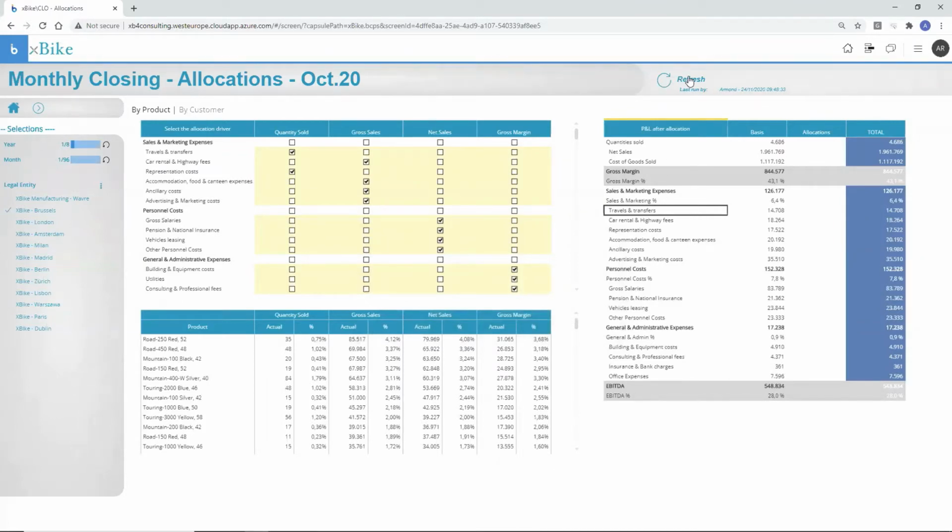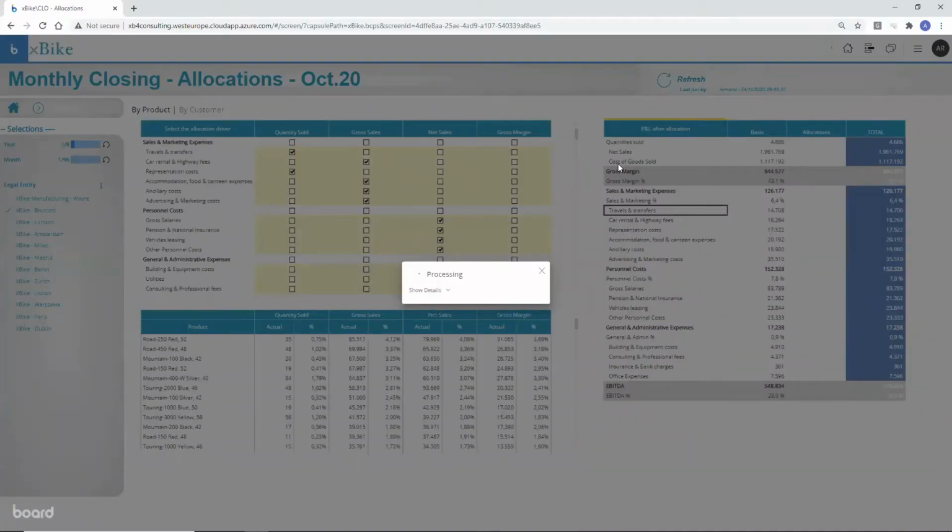So to do that, I can simply run this process here. This is going to take a few seconds because it needs to recalculate all the relevant allocation keys applied to my full P&L for all legal entities and make the allocation by product and customer. And once this is done, I could then see immediately the result here in my allocation layer. Let's just wait a few seconds so it can finish.